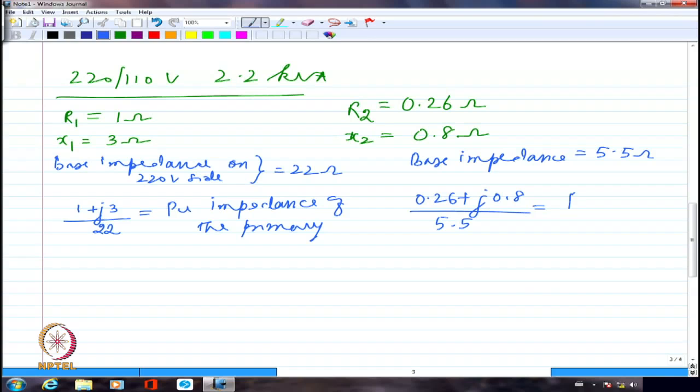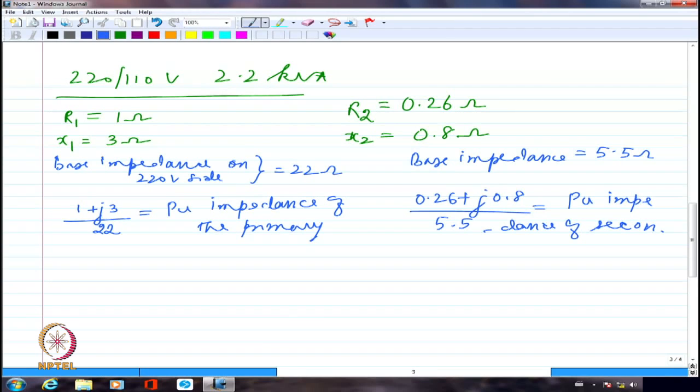Are you getting my point? Now you calculate the per unit. If you guys have the calculator, please try to calculate the per unit. Both of them should be almost comparable. I'm not saying they will be exactly equal, but they will be comparable.